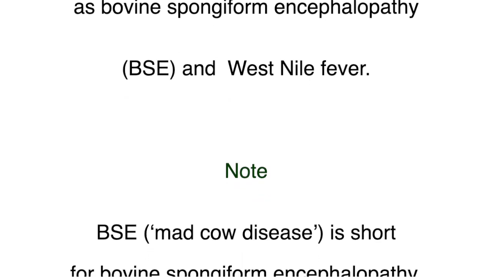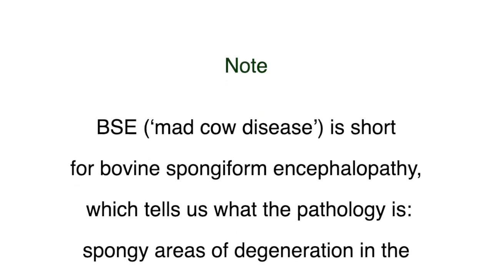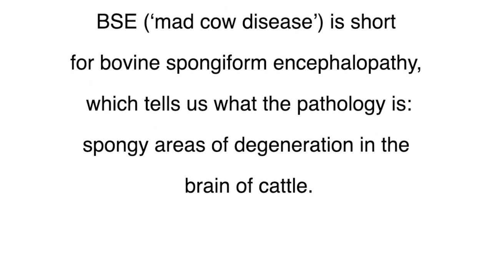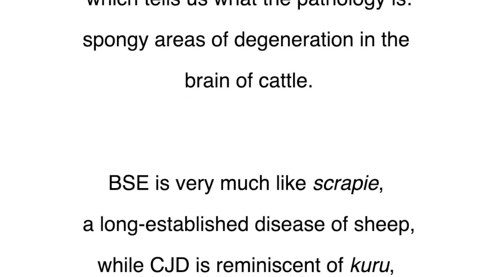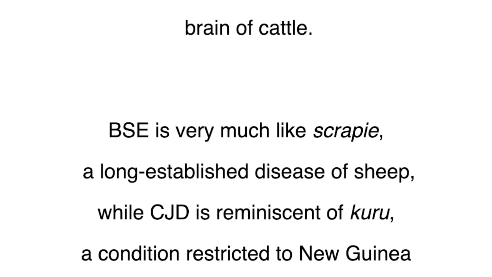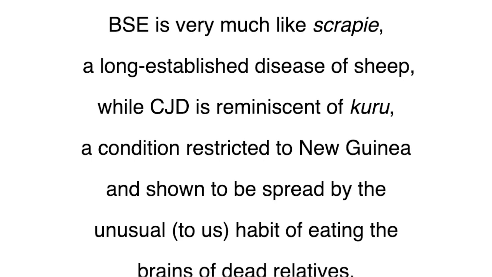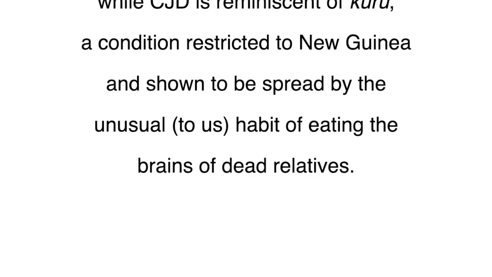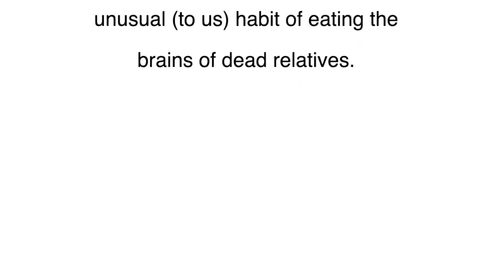Note: BSE, so-called mad cow disease, is short for bovine spongiform encephalopathy, which tells us what the pathology is: spongy areas of degeneration in the brain of cattle. BSE is very much like scrapie, a long established disease of sheep, while CJD is reminiscent of Kuru, a condition restricted to New Guinea and shown to be spread by the unusual, that is to us, habit of eating the brains of dead relatives.